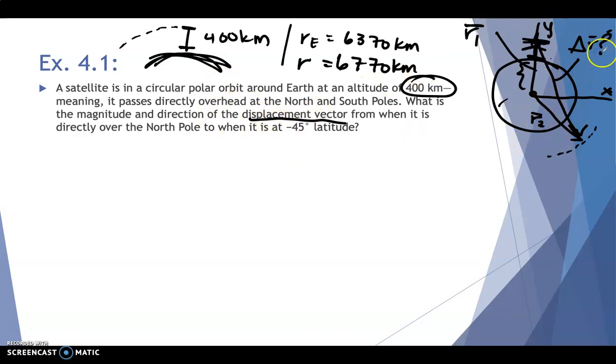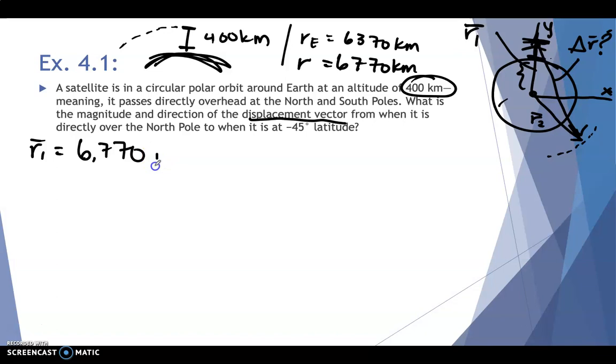All right, so now that we kind of have an idea of what we are looking at, we want to determine, first of all, our two initial vectors. So R1 is only in the y-axis, okay? So it doesn't have any x component. And the magnitude of it is the radius here, 6,770 kilometers.